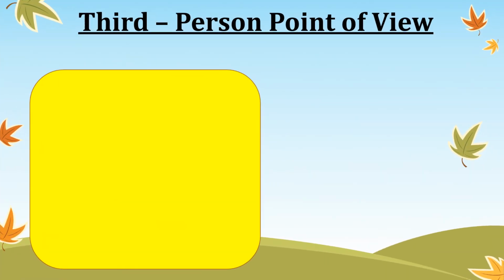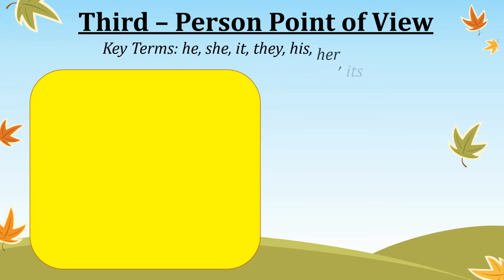Last up is third person point of view. Let's take a look at the key terms for this. Always keep an eye out for he, she, it, they, his, her, its, and their. Let's take a look at this story to figure out which point of view is here.